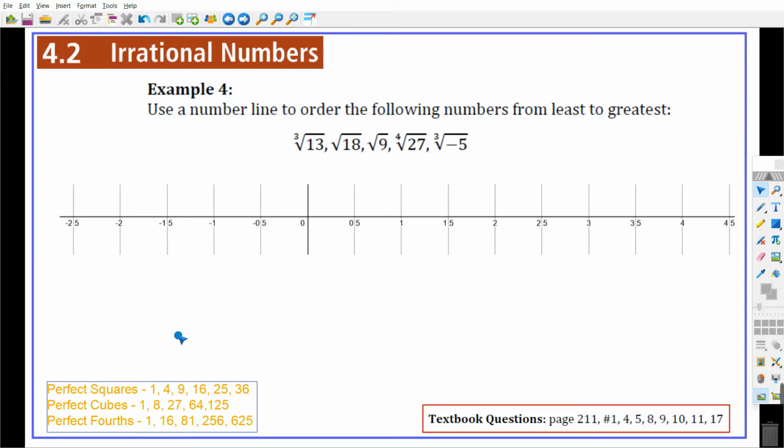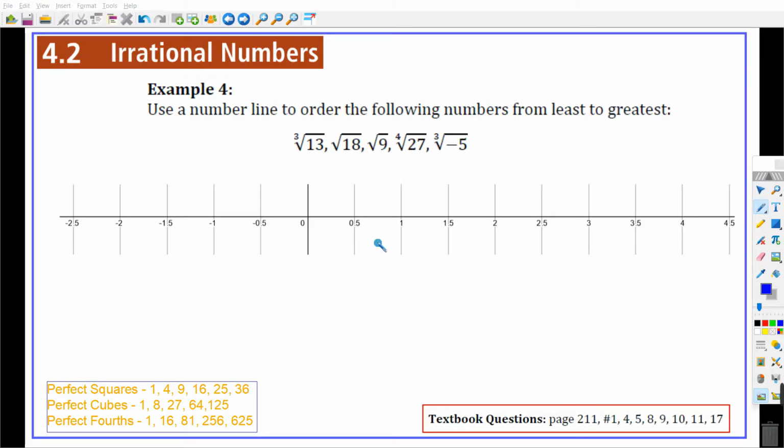So in the next example, we're looking at using a number line to order the following numbers from least to greatest, and we're going to try to do it without a calculator. It's helpful if ahead of time you create your own little list of perfect squares, perfect cubes, and perfect fourths. So this is just 1 squared, 2 squared, 3 squared, and so on. Perfect cubes: 2 cubed is 8, 3 cubed is 27, 4 cubed is 64.